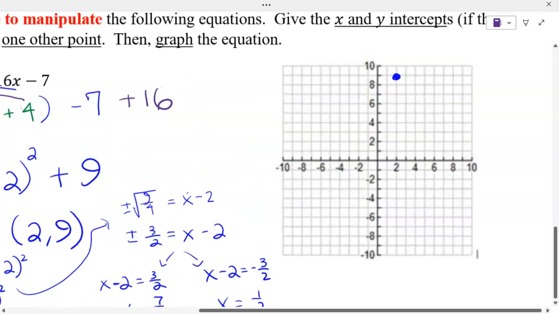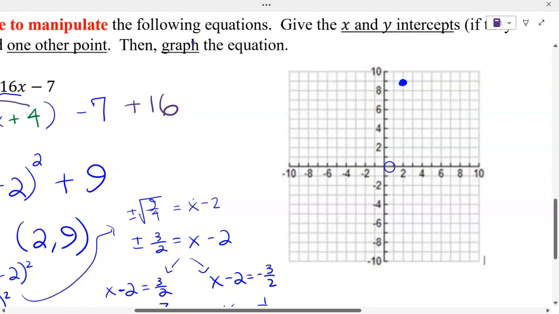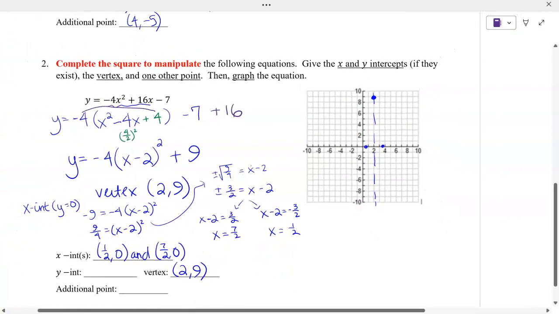And we could go and graph those. We've got 1 half, comma 0, and then we've got 7 halves, comma 0, which is basically like 3 1/2. Okay, if you want to draw your axis of symmetry, you can draw that. It'll just help you when you're mirroring your points a little bit later.